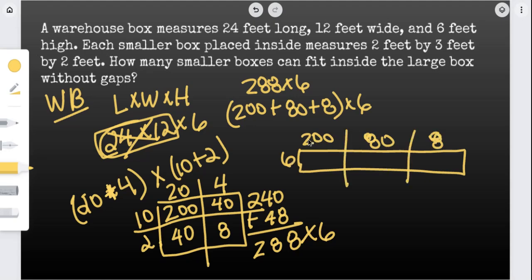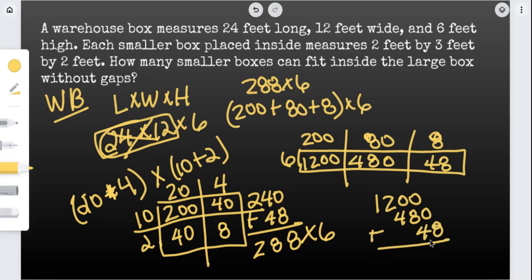Okay, 6 times 200, 6 times 2 is 12 with the 2 zeros. 6 times 80 or 6 times 8 is 48 with the 1 extra zero. And again, 6 times 8 is 48. Now I do need to rewrite this down below to line up my place values to be able to add. All right. In my ones place, it went kind of crooked, but I can keep them lined up. This is a 12, and this is 7 and 1.